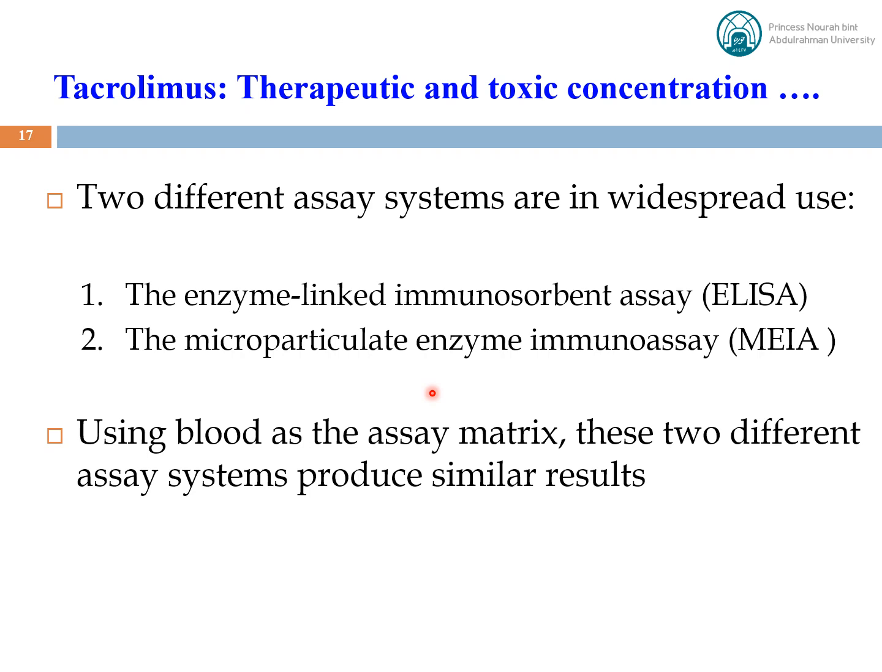ELISA, an enzyme-linked immunosorbent assay, is an assay system to assay the therapeutic concentration of tacrolimus in the blood. The other test is MEIA, the microparticulate enzyme immunoassay system, to assay the tacrolimus therapeutic concentration. Using blood as the assay matrix, these two different assay systems will produce similar results to assay the therapeutic and toxic concentrations of tacrolimus.